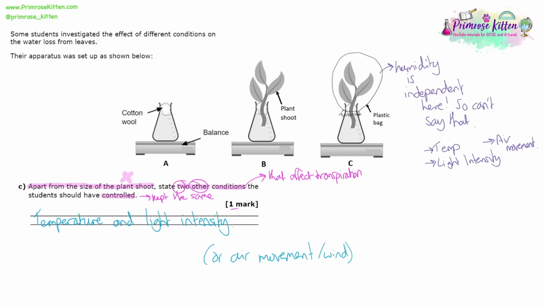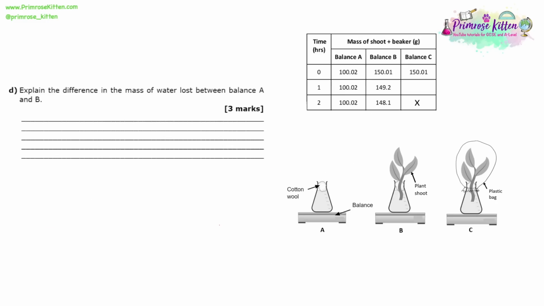So part D wants us to explain the difference in the mass of water loss between balance A and balance B. So we've got our table here and we've got the time in hours. So time at the start was 0, and then we're looking at balance A and balance B. We're not looking at balance C here. That X and the gap, that's going to be something for another question probably.